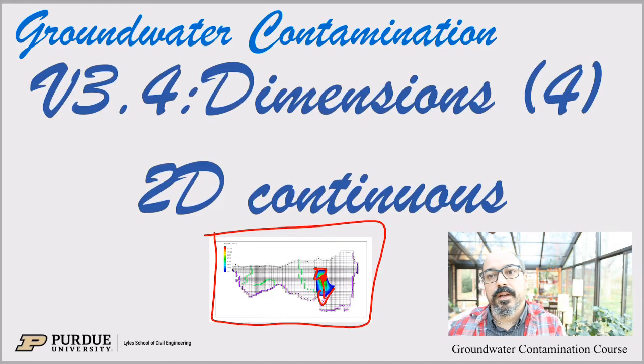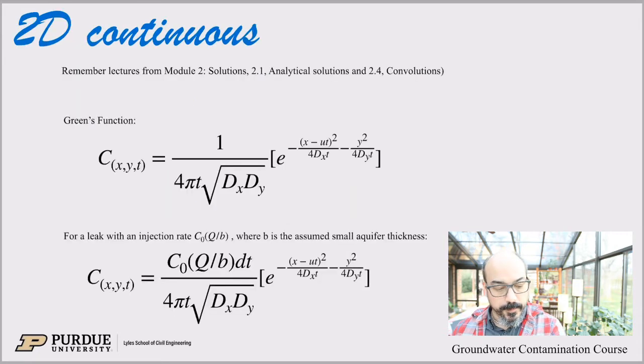If you have barrels of contaminants in the ground, for example, leaking, same thing, we have a continuous source that keeps leaking over time, and the question is, how do we deal with these types of problems?